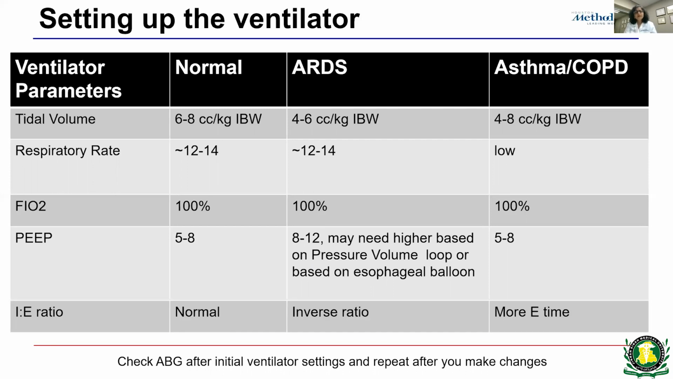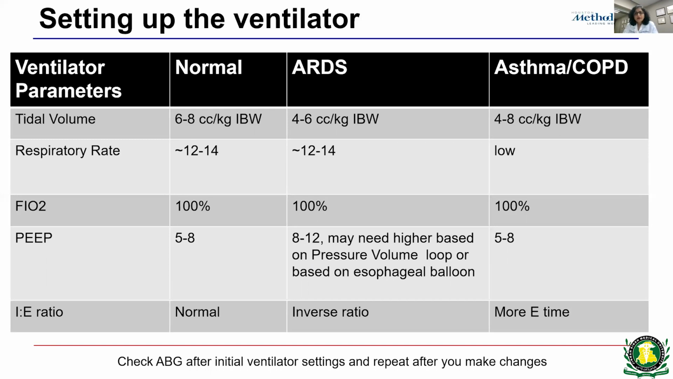Now, the I to E ratio is important. So normally, your E time is more than your I time. If you have a patient with ARDS that has severe hypoxemia, then you may want to have more I time to maximize oxygenation. That type of ratio is called inverse ratio ventilation.